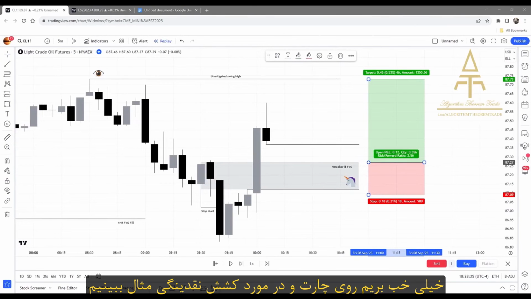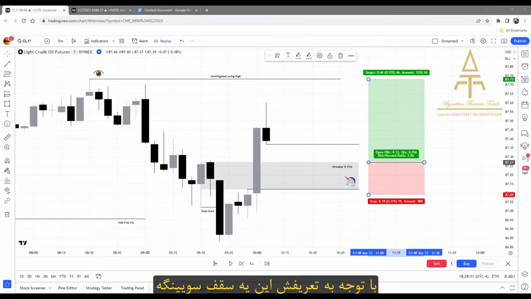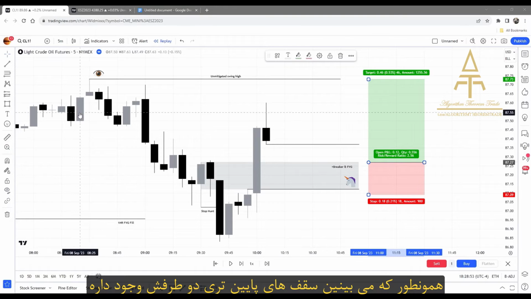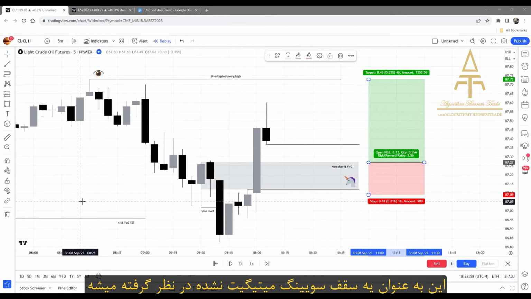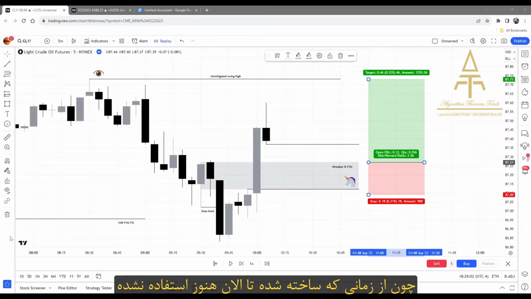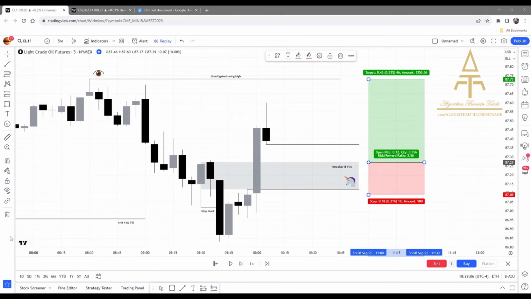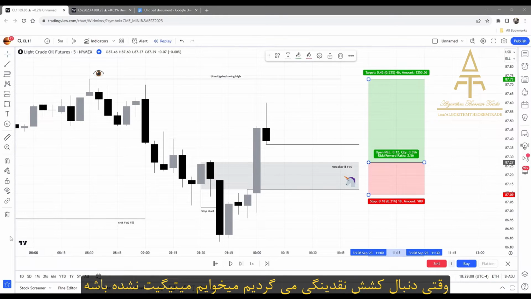Let's move over to the chart to provide an example of our draw on liquidity. I have outlined our unmitigated swing high for our example. By definition, this is a swing high. As you can see, it has lower highs on each side of it. This is considered to be an unmitigated swing high because ever since it was created, it has yet to be used. When looking for a draw on liquidity, I want it to be unmitigated.